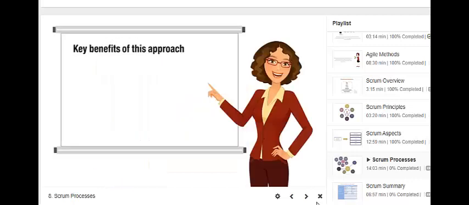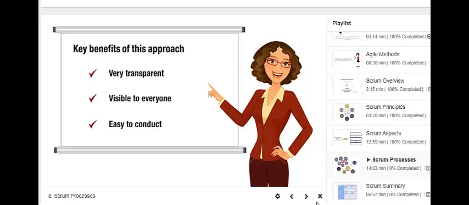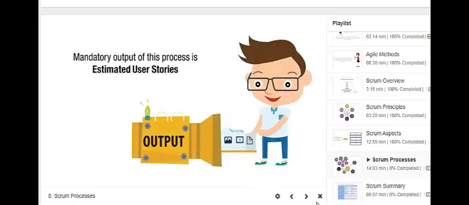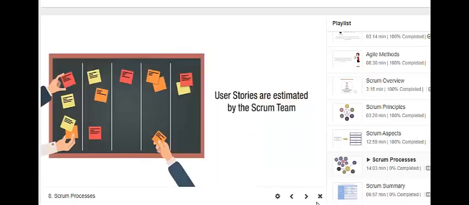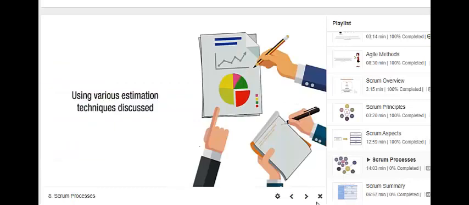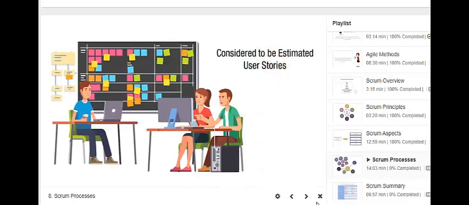Some key benefits of this approach are that the process is very transparent, visible to everyone, and is easy to conduct. The mandatory output of this process is estimated user stories. After the user stories are estimated by the Scrum team using the various estimation techniques discussed in this section, they are considered to be estimated user stories.